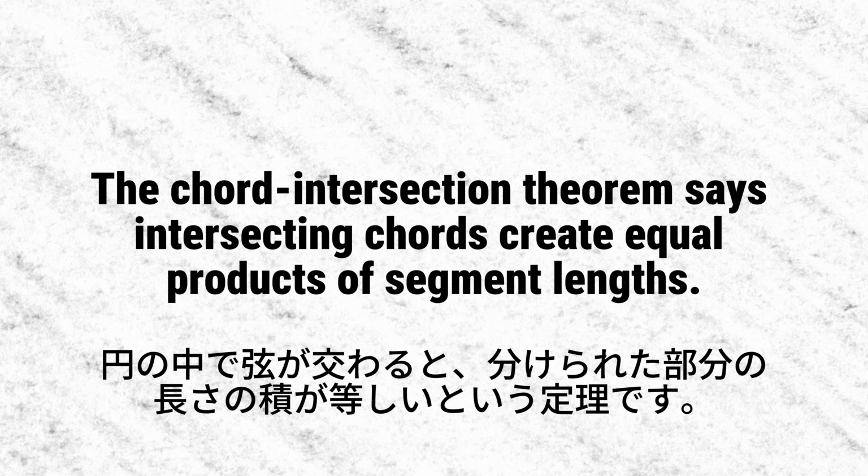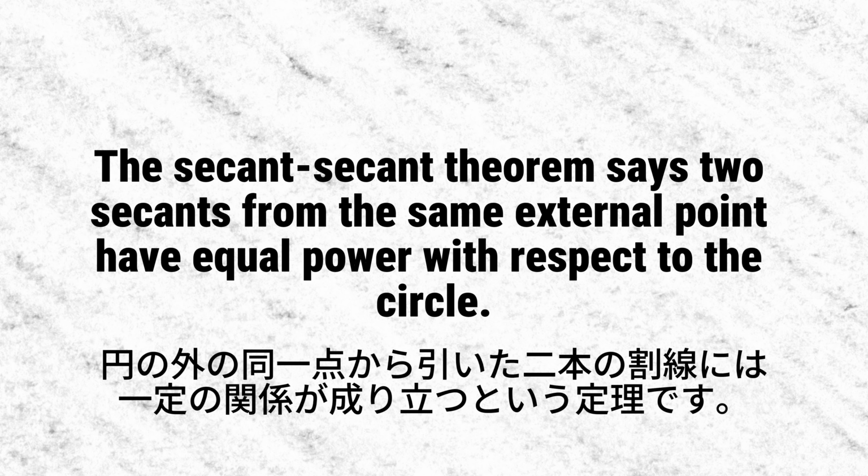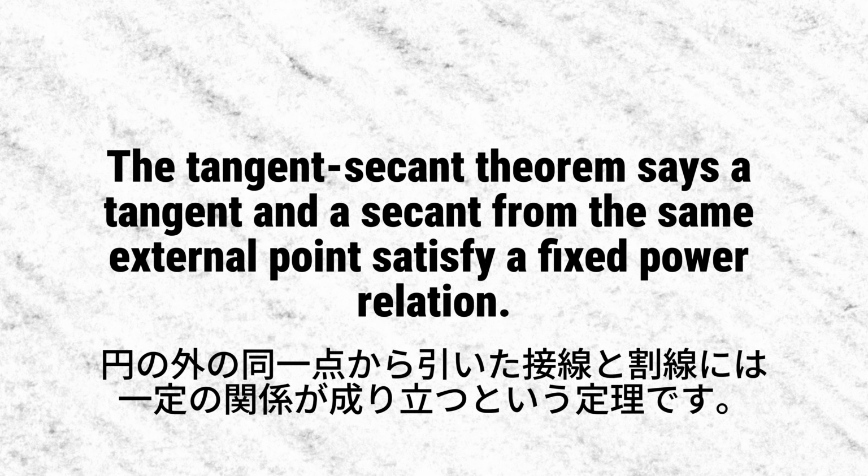The chord intersection theorem says intersecting chords create equal products of segment lengths. The secant-secant theorem says two secants from the same external point have equal power with respect to the circle. The tangent-secant theorem says a tangent and a secant from the same external point satisfy a fixed power relation.